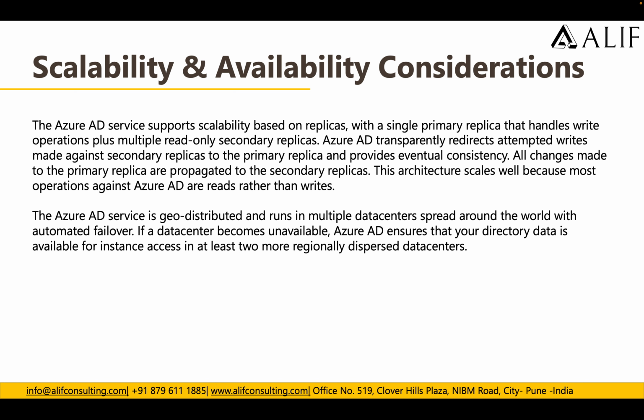In the same way, Azure Active Directory supports scalability based on replicas, with a single primary replica that handles write operations plus multiple read-only secondary replicas, right? Azure AD automatically redirects write attempts made against a secondary replica to the primary and provides eventual consistency. All changes made to the primary replica are propagated to the secondary replicas, and this happens completely in the backend. That's something you cannot see. So whatever changes you make in one location or the primary replica will automatically replicate to the other replicas. Any change, modification, or configuration will be replicated to the other replica set of Azure AD.